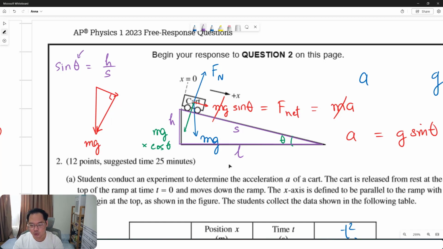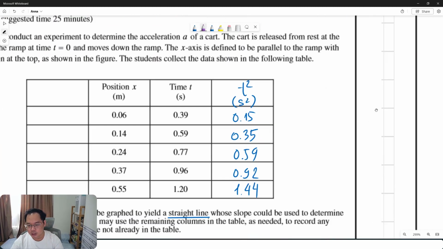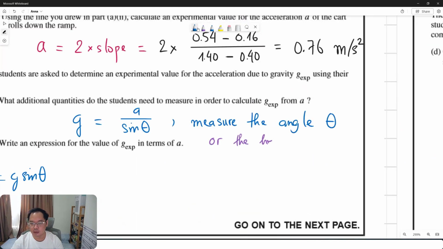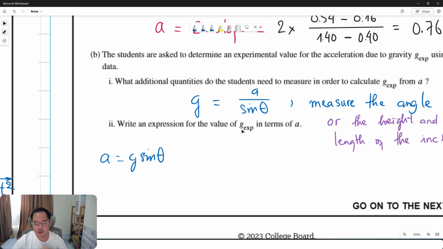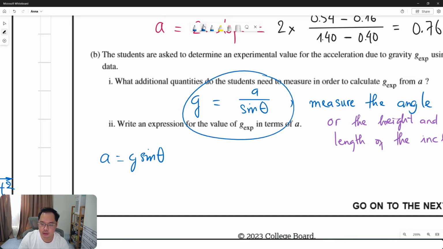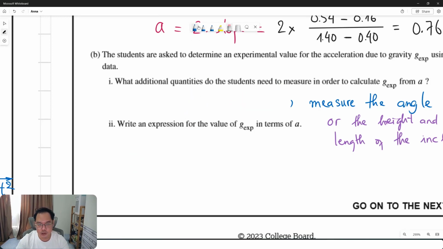Okay, so there are three ways that you can measure the angle. You just need to mention that, measure the angle, or you can also measure the height. The next question: write an expression for the value of the expected g in terms of A. I already wrote it here, but of course we should not draw it right here, but bring it down here. So the relationship between g and A: g is A divided by sine theta.